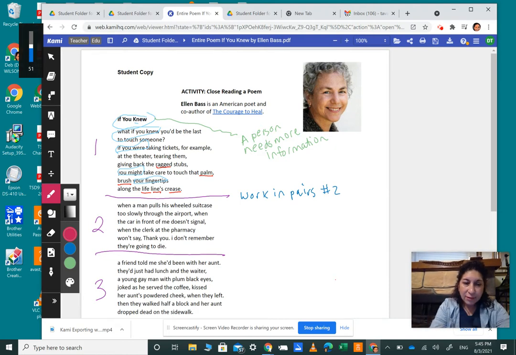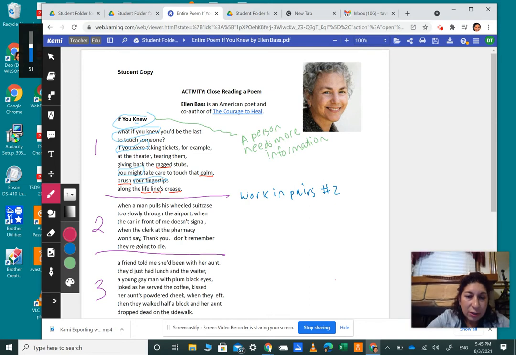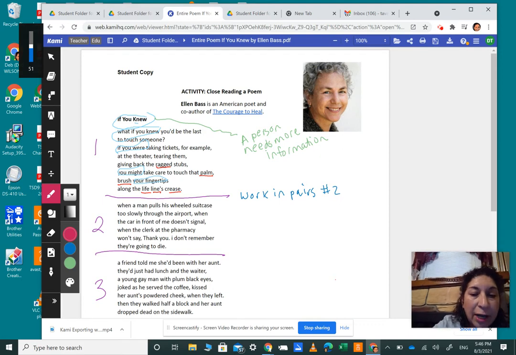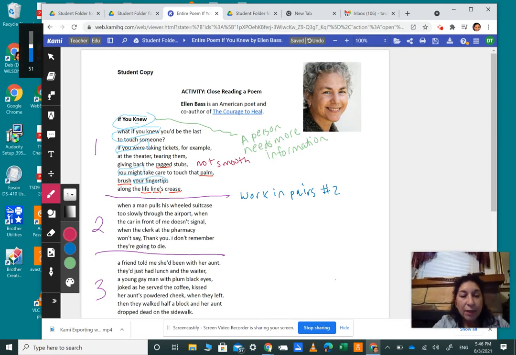Ragged means ripped, maybe, and it's not smooth. So we'll just say replace the underlined word with a synonym, or something that means the same. So ragged means not smooth. My red is a little bit more like burgundy. Palm. You might take care to touch that palm.